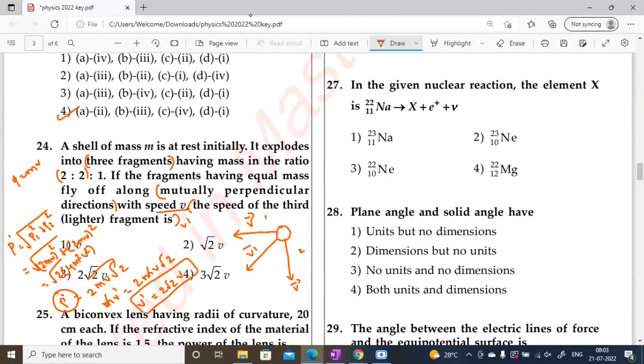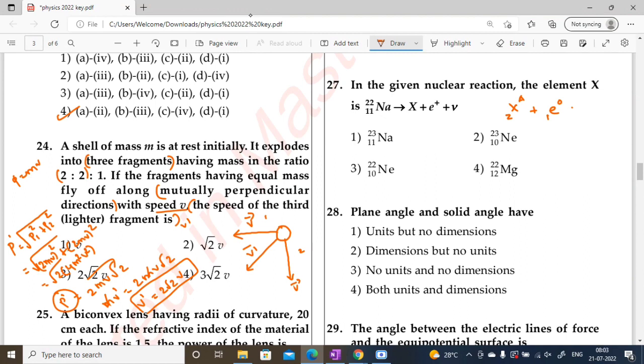In this given nuclear reaction, we need to find what the element X is. Let us take the atomic number of element X to be Z and the mass number to be A. Plus we have a positron, which has atomic number 1 and mass number 0, plus a neutrino, which doesn't have any.